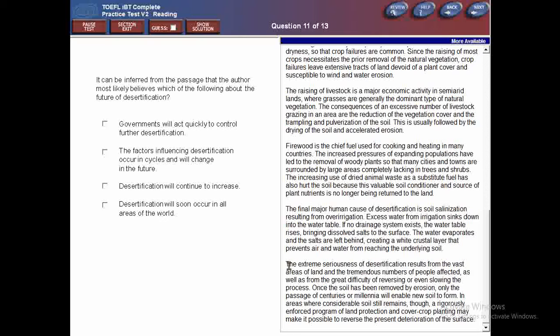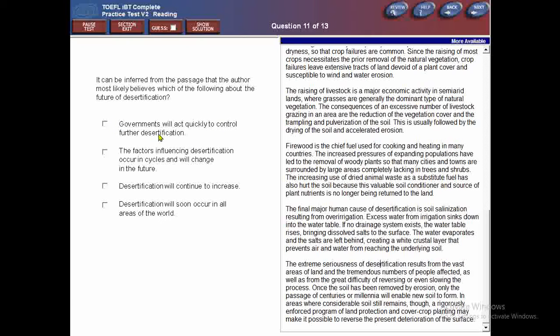In the last question we already answered, the extreme seriousness of desertification results from vast areas. Once the soil has been removed by erosion, only the passage of centuries or millennia will enable new soil to form. In areas where considerable soil still remains, a rigorously enforced program of land protection, such as cover crop planting, may make it possible to reverse the present distribution. It may be possible, but it is already an irreversible state. Okay, so what will it be?